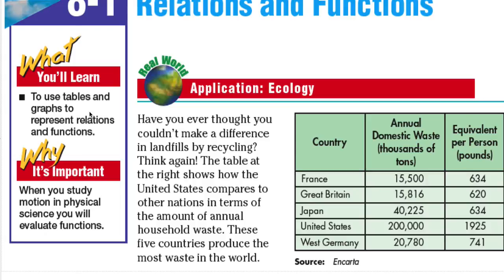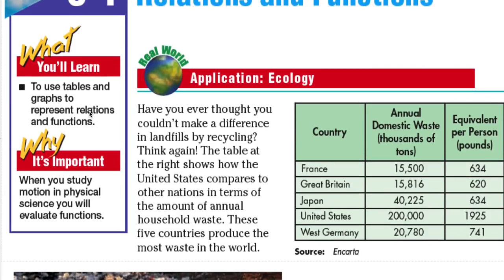Have you ever thought you could make a difference in landfills by recycling? Think again. The table at the right shows how the United States compares to other nations in terms of the amount of annual household waste. These five countries produce the most waste in the world. So if you take a look at France, the annual domestic waste in thousands of tons is 15,500, and the equivalent is 634 pounds of waste per person. Okay, Great Britain, 15,816, equivalent per person in pounds in terms of waste, 620.